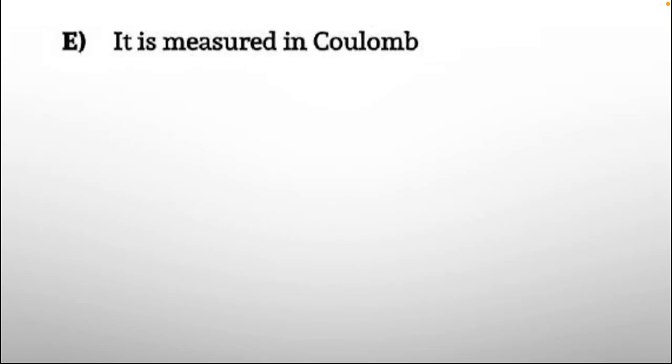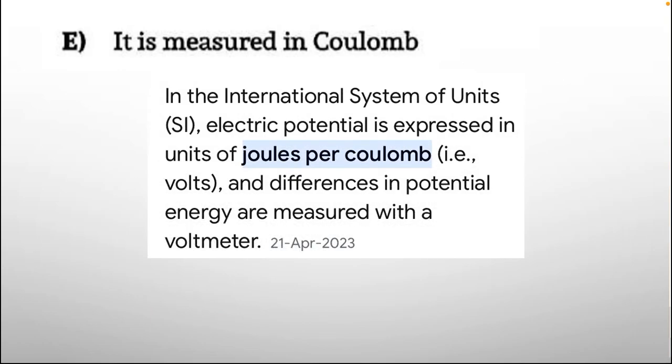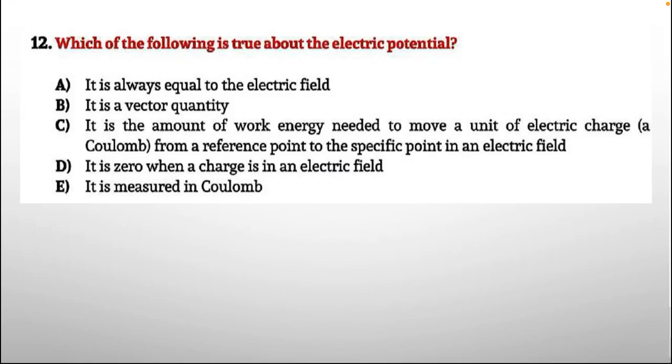E, it is measured in coulomb. In the international system of units, the electric potential is expressed in units of joules per coulomb, that is volts, and differences in potential are measured with a voltmeter. That is also an incorrect option. Question number 12, which of the following is true about the electric potential? According to that, the correct option is option C.